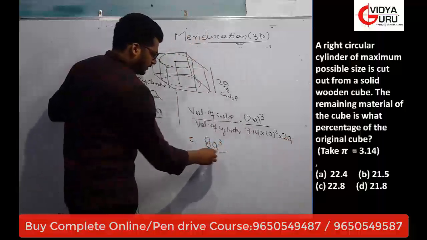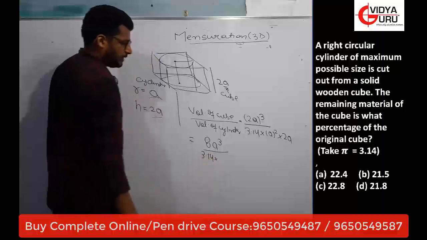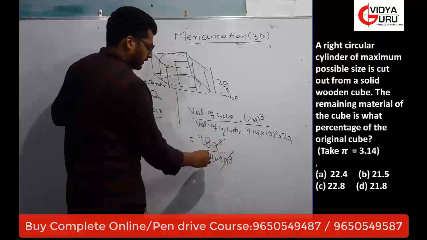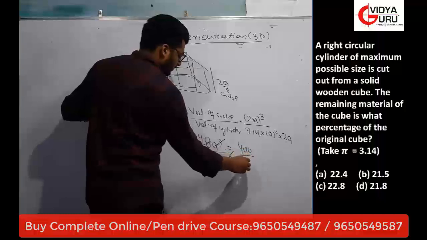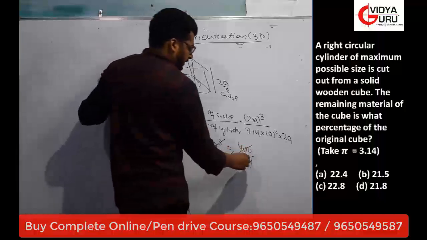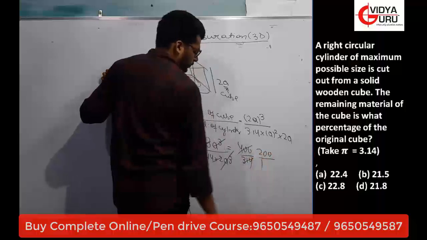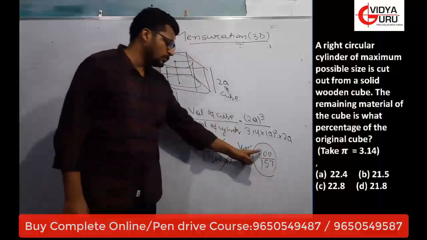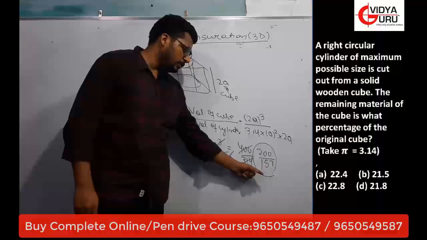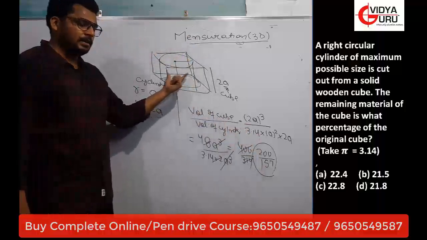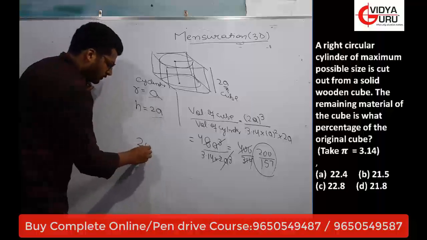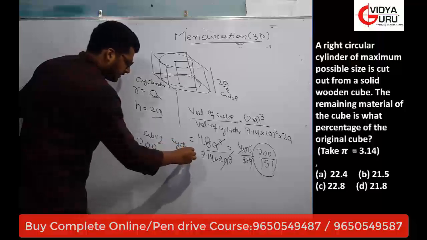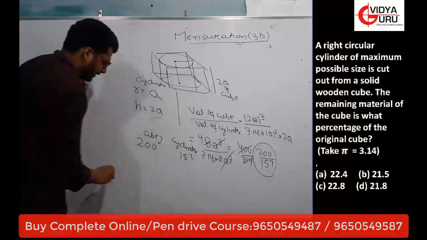So this will be 8a cube by 3.14 times 2a cube. This will be cancelled out. 2 4 times. If I remove decimal, 400 by 314. This can again be cancelled out. 200 by 157. That means volume of cube was 200 and 157 volume is taken out as a form of cylinder. And what is the remaining volume?